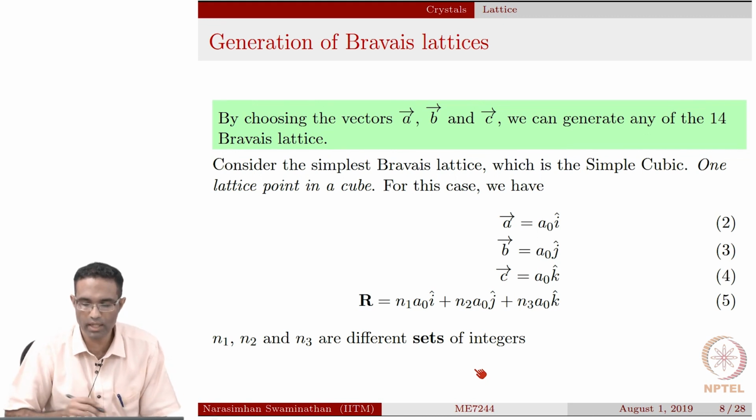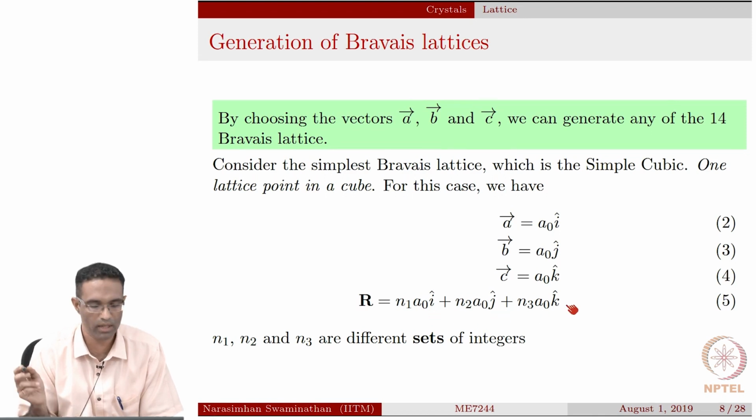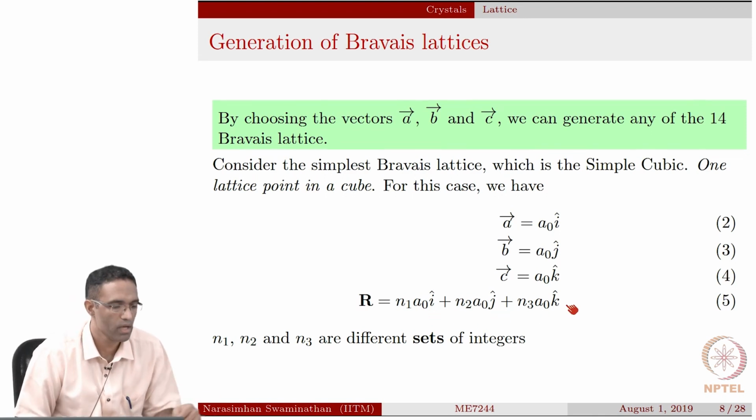But if you want to generate this using a computer program, you choose your A vector as A naught times I hat, B vector as A naught times J hat, and C vector also as A naught times K hat, and any lattice point in the simple cubic structure is simply n1 A naught I plus n2 A naught J plus n3 A naught K. n1, n2, n3 are different sets of integers.